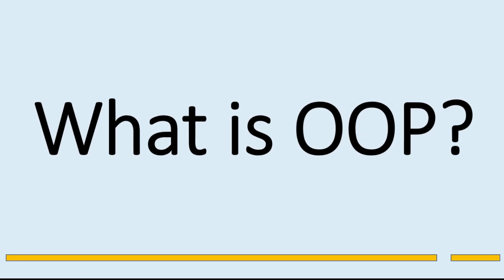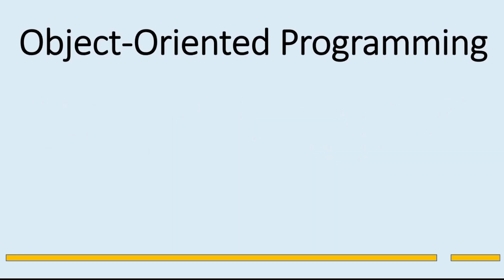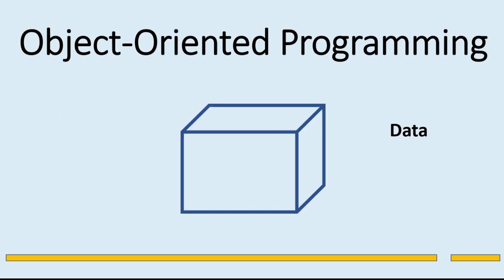What is OOP? OOP stands for Object-Oriented Programming. Procedural programming is about writing procedures or methods that perform operations on the data, while object-oriented programming is about creating objects that contain both data and methods. Object-oriented programming has several advantages over procedural programming.